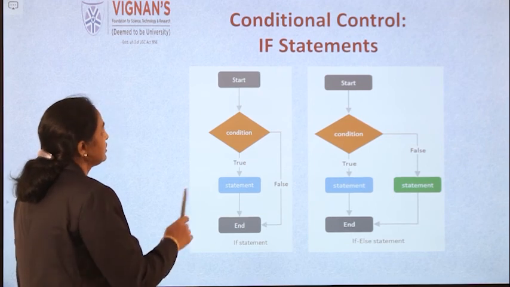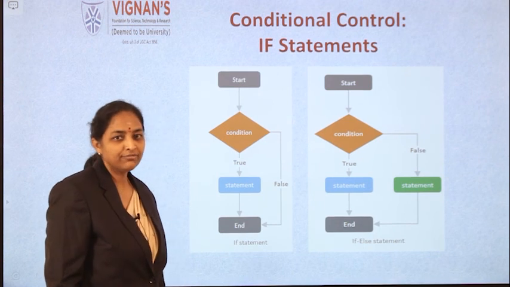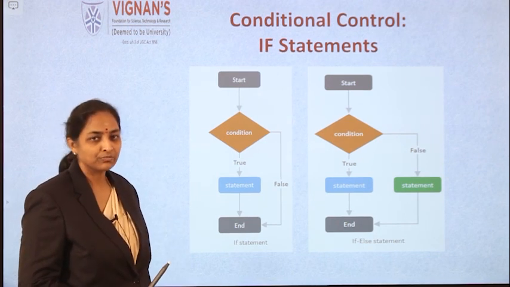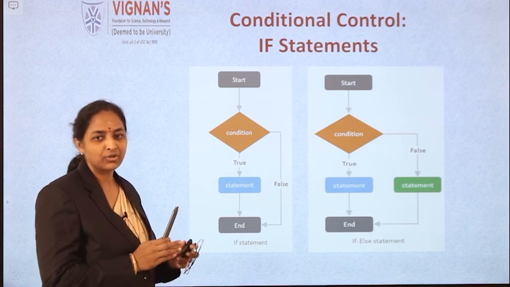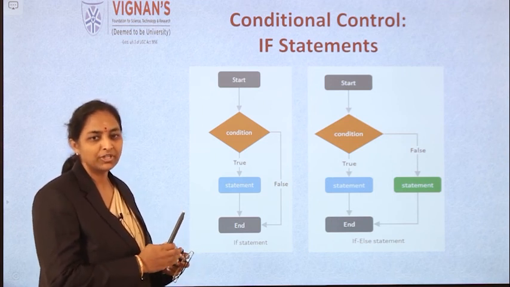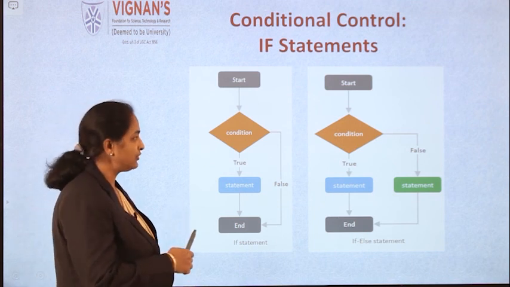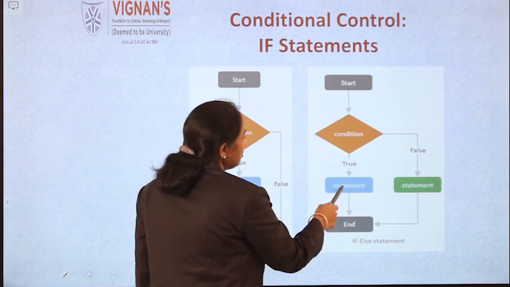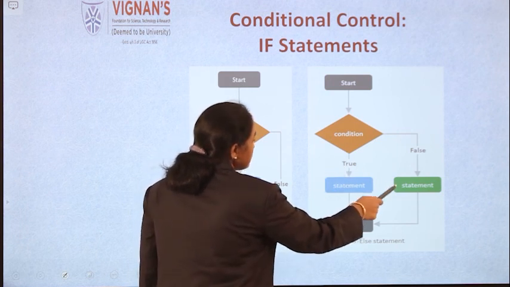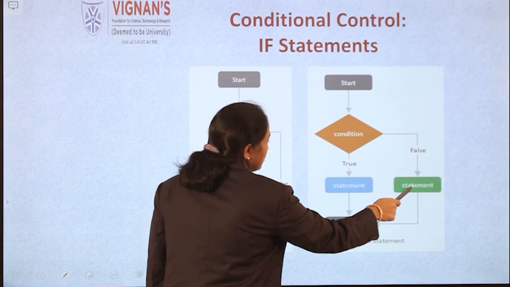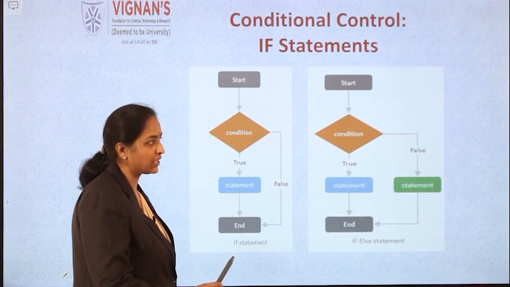First we start with the conditional control, the if statement. If has three forms. One is the simple if. If the condition is true, you execute a block of statements, and you end. That is the first one. The second if is, if the condition is true, you execute a block of statements, and if the condition is false, you execute another block of statements. This is the second case.